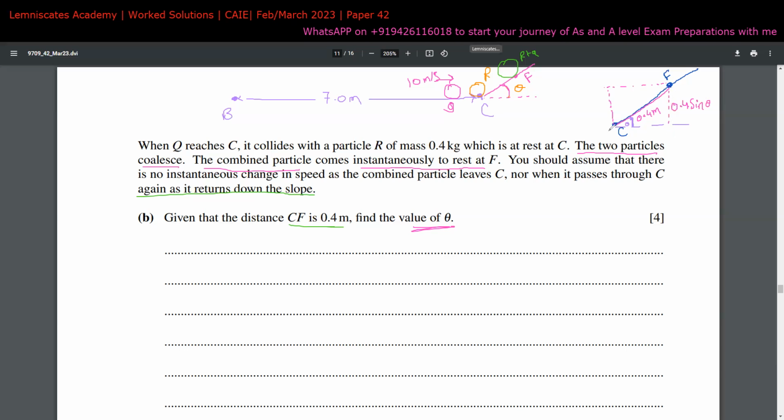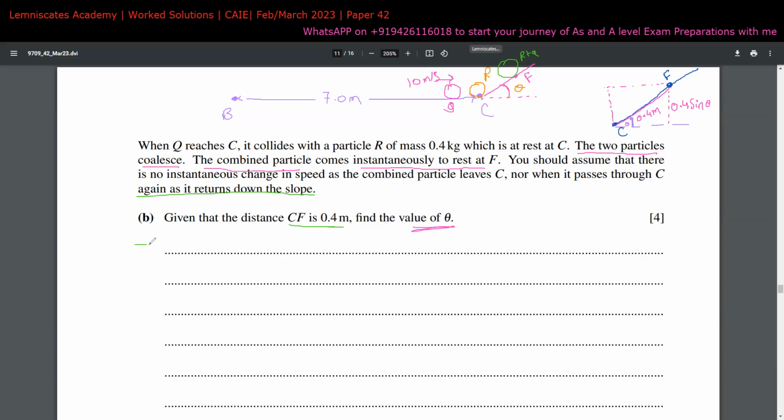So now we know the height between C and F. We know the velocity at F, but we don't know the velocity of the particle at point C after the collision, because from C to F, it's traveling as a combined particle R and Q. So let's again use the conservation of momentum to find the velocity of the particle once it starts its journey on that inclined plane.